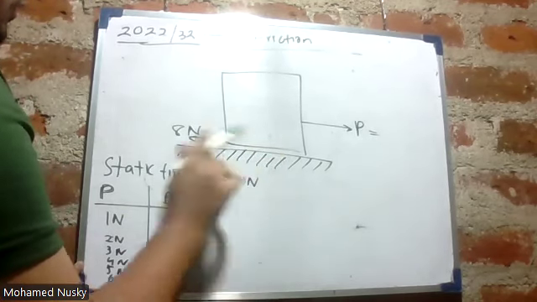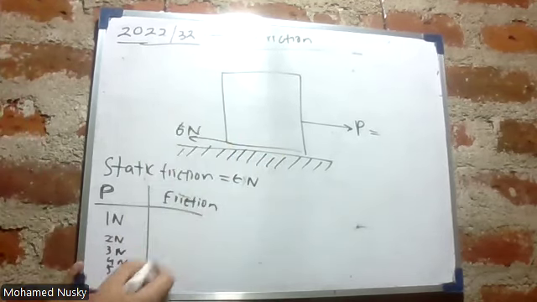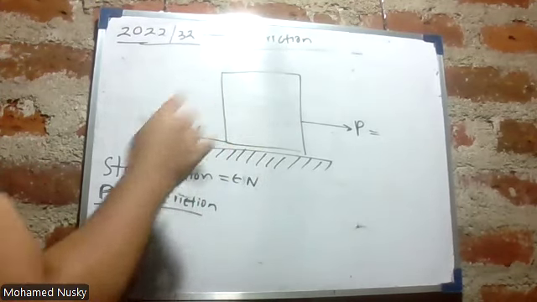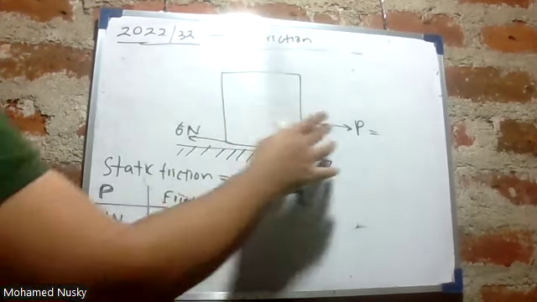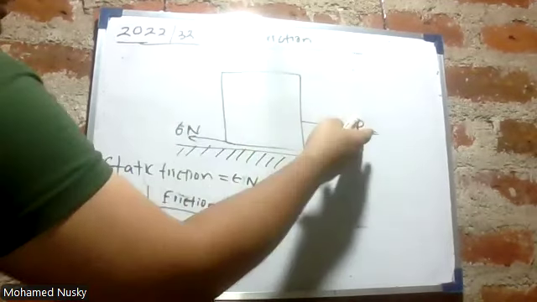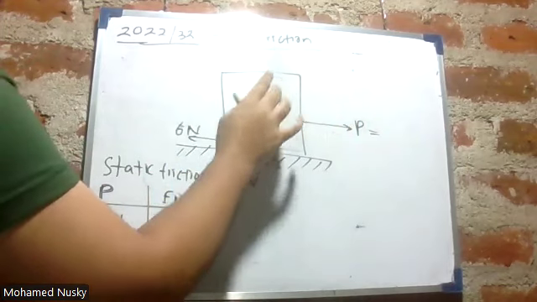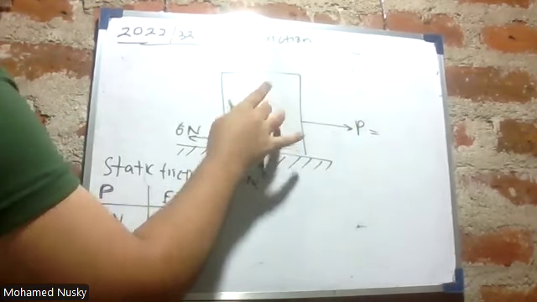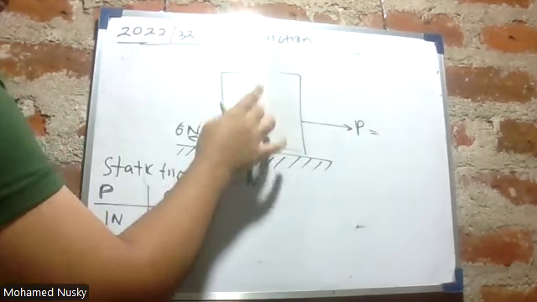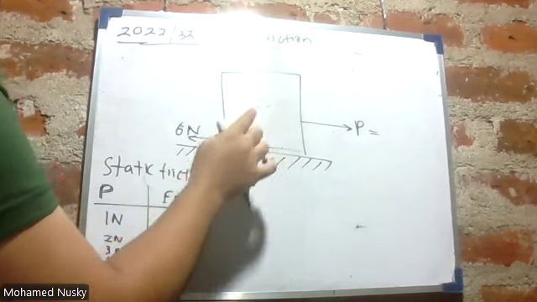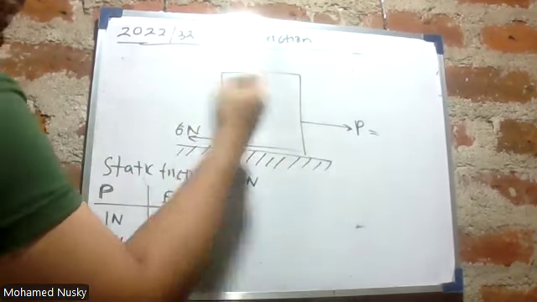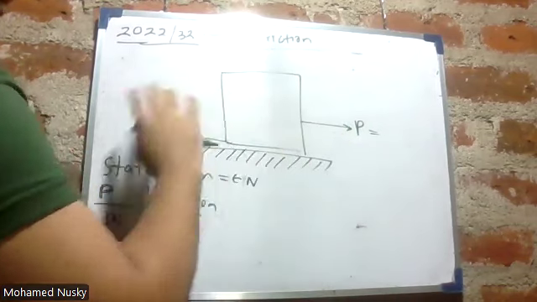let us take 6 Newton friction. So if I have 1, 2, 3, 4, 5, all these forces are less than 6 Newton. Therefore, the object will not move in the forward direction. The object will remain at rest. If the object remains at rest, what is the friction acting? Static friction. The given force is less than the static friction. Therefore, this object will not move.